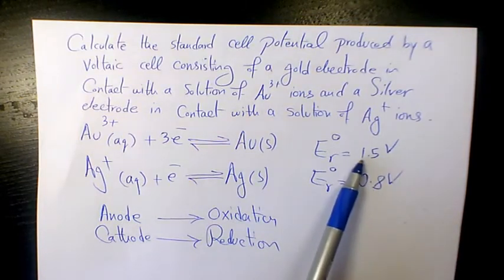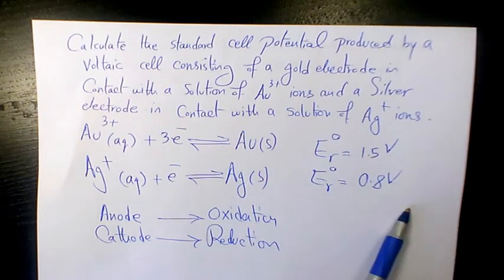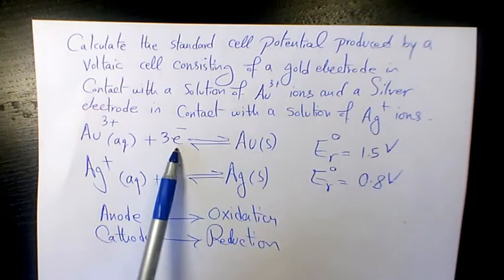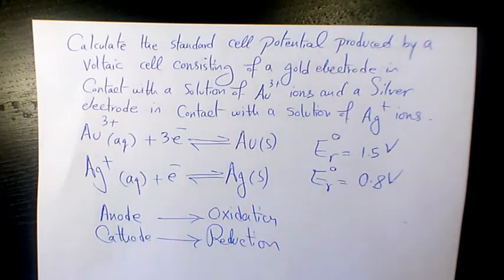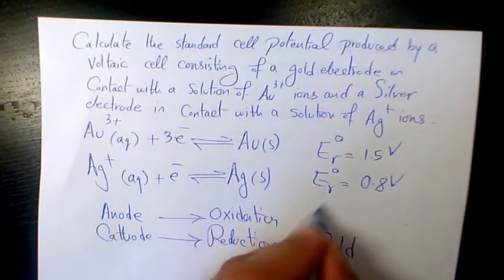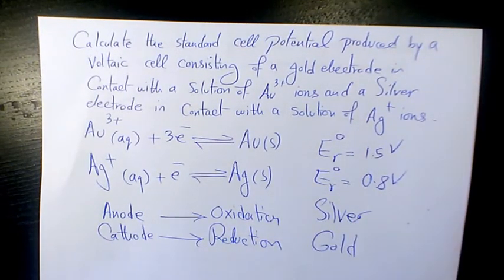So in this case, we have 1.5 versus 0.8. Since this one is greater, we're going to say this one is the stronger oxidizing agent compared to silver. So gold is going to be the cathode, and silver is going to be the anode because it has a smaller number.